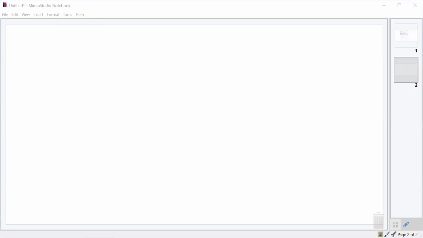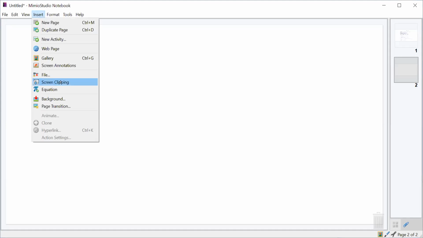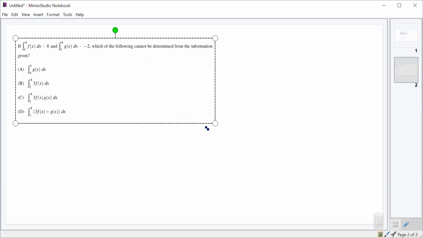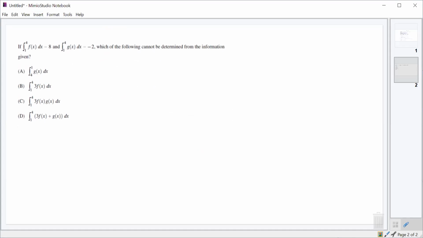All right, next one, number 20. All right. So we want to know, given this information about the integrals from 1 to 4 of f and g, which of the things can we not figure out? So first off, the integral from 4 to 1 of g, well, that's 2. We can figure that out. We just flip the limits of integration.